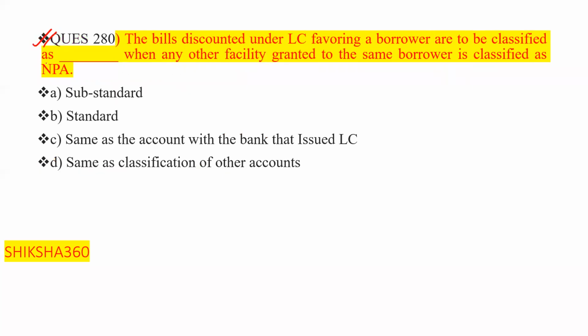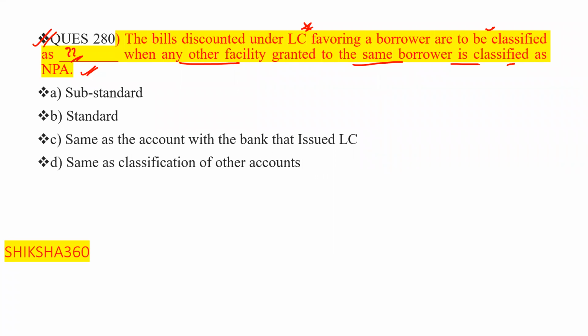Question number 280. Answer this question very carefully. The bills discounted under LC favoring a borrower are to be classified as what, when any other facility granted to the same borrower is classified as NP? So basically this is a special case.